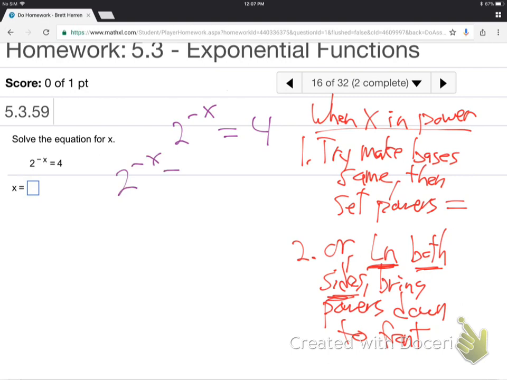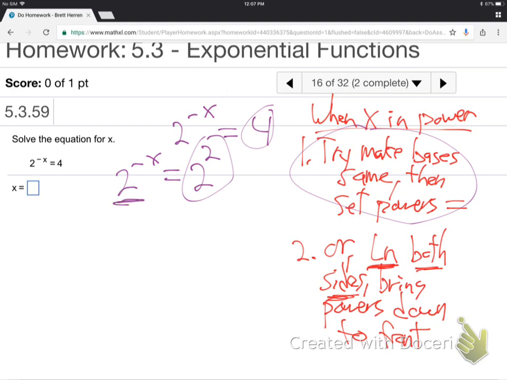All right, so let's try it. You look at something where X is in the power. You think, okay, I've got to try to make the bases the same. How can I make that 4? Notice what I'm saying: can I make that 4 into 2 to something? Can you write 4 as 2 to some power? Well, of course, it's 2 to the second power. 4 is 2 to the second. That's just another way of writing 4.